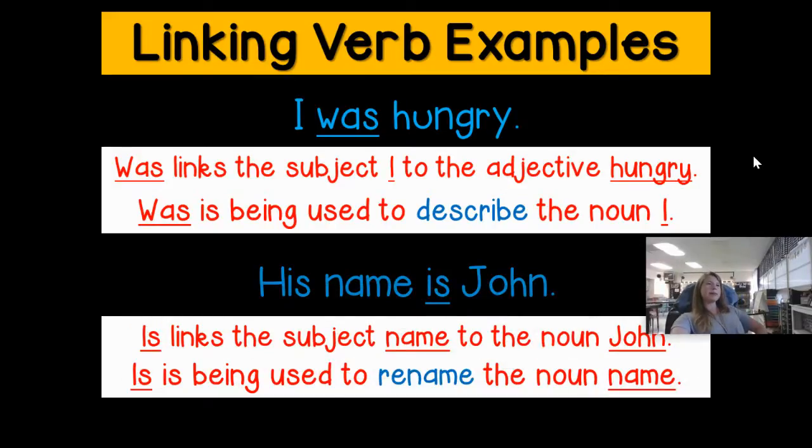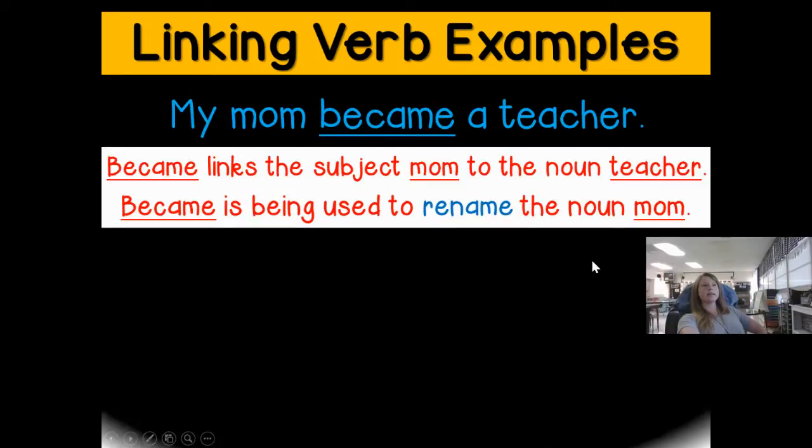His name is John. Is links the subject, name, that's what the sentence is about, his name, to the noun John. Is is being used to rename the noun name. So instead of using the word name, we're using John. That's what that sentence is telling us.